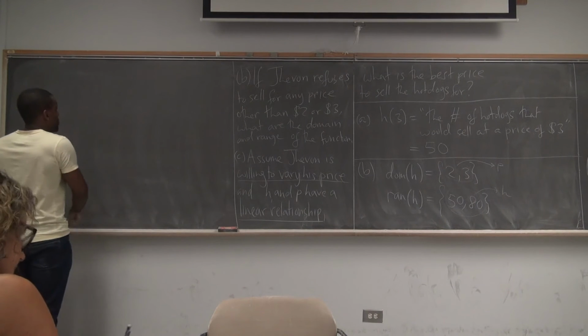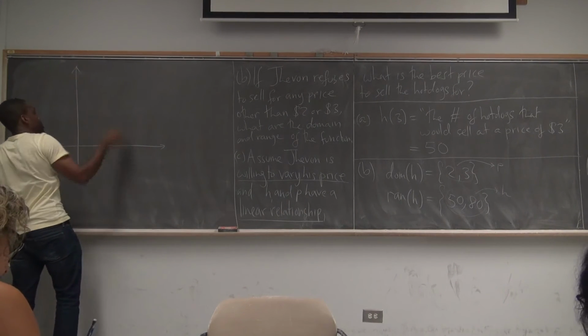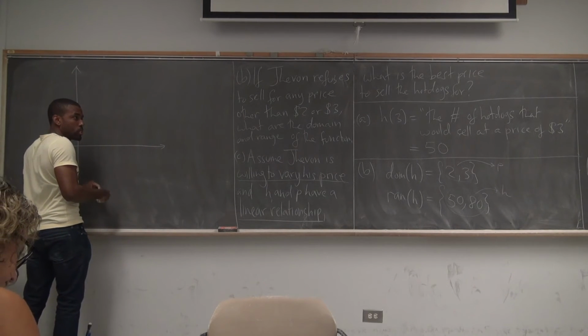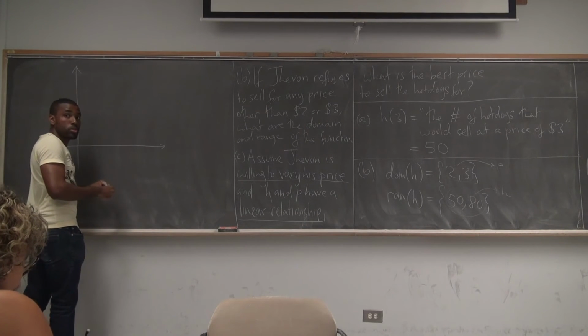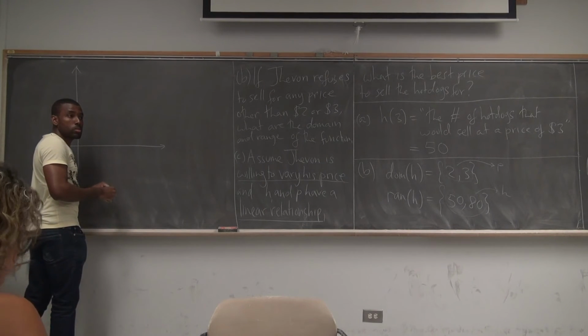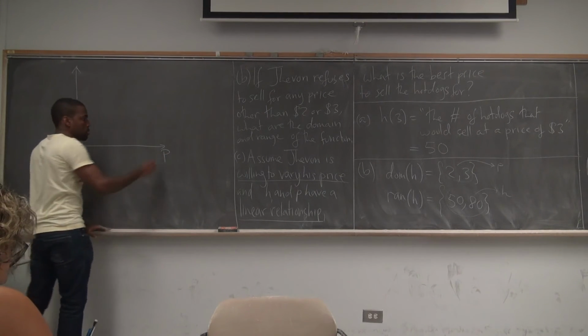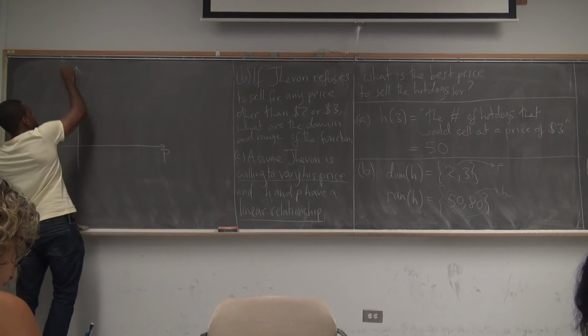So let's start there. If I were to draw these axes, what would go on the horizontal? Which variable? The domain. Right, which is what? P. P is my input here. And what would go on the vertical? It's the only other guy, H.